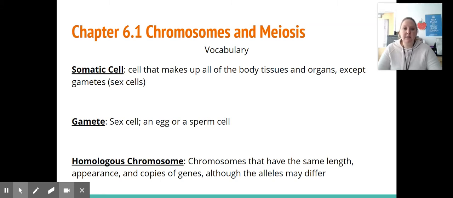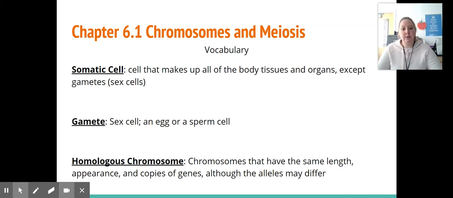A somatic cell is a body cell. These are cells that make up body tissues, organs, and everything else except those that control our gametes, which are our sex cells. Gametes are sex cells. It's either an egg or a sperm. You only ever have one of these.